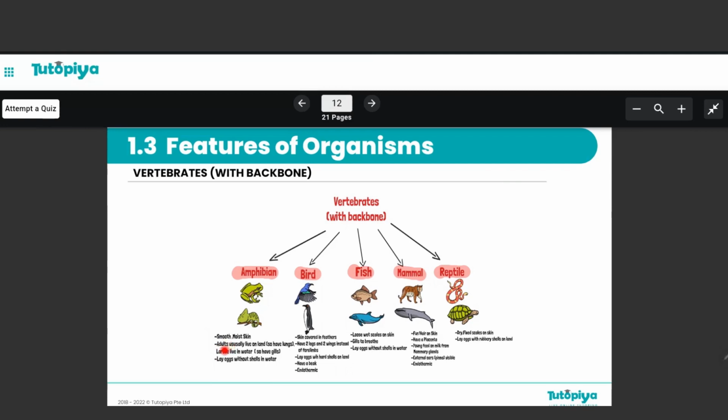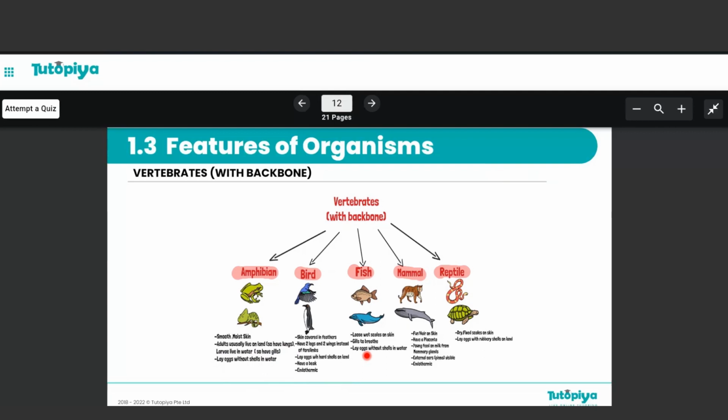And if you take the adult amphibians, they usually live on land, while the larvae usually live in water. So with regard to their respiration, the adults usually have lungs to breathe in and breathe out, while the larvae usually have gills for their respiration. And finally, if we look at the way they reproduce, amphibians too lay eggs without shells in water. So basically, this is the same feature we learned for fish, right? Fish and amphibians, both of them lay eggs in water, and these eggs do not have shells.